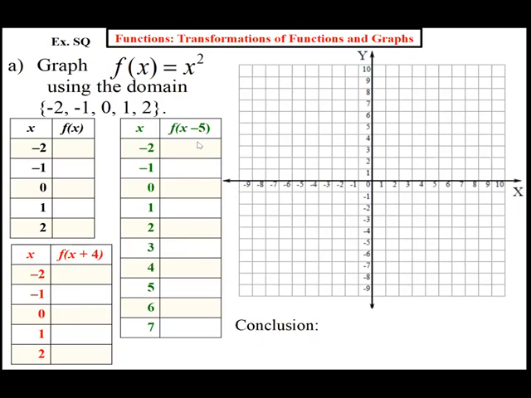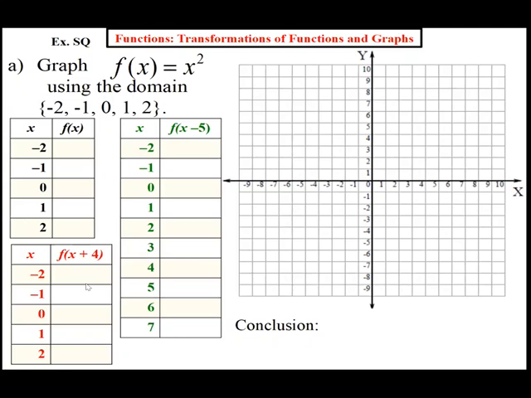And since we saw that the number is inside of the parentheses with x, that 5 moved all the original points 5 steps to the right. The red one, we saw that the number is f parentheses x plus 4. That number is inside of the parentheses with x, and that number moves all the points 4 steps to the left.